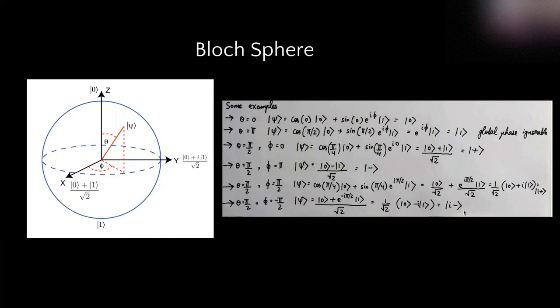And now you can probably see for yourself that we can put any particular value of theta and phi and get any point on the surface of this sphere. That is, we can represent any given qubit using the Bloch sphere in a more visual way.